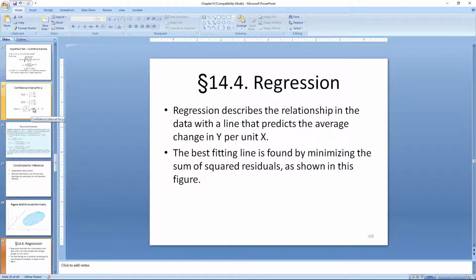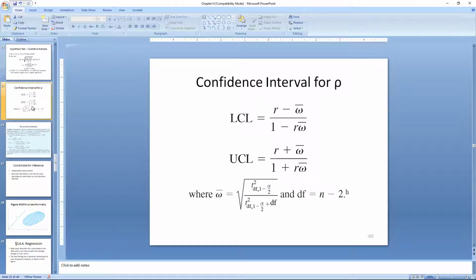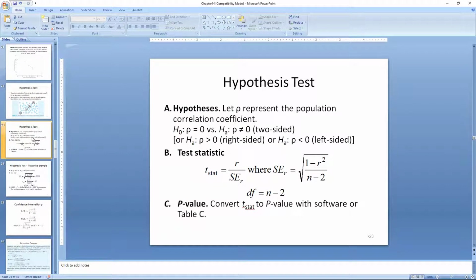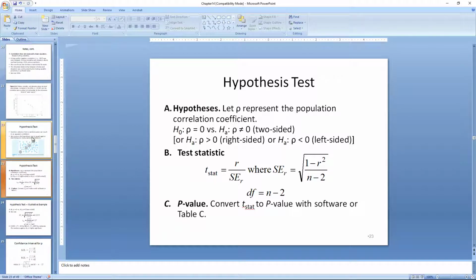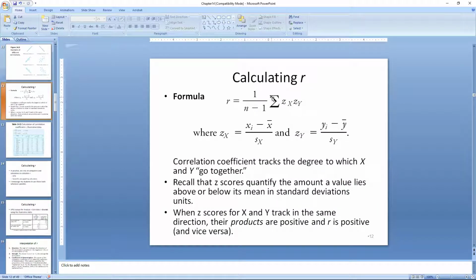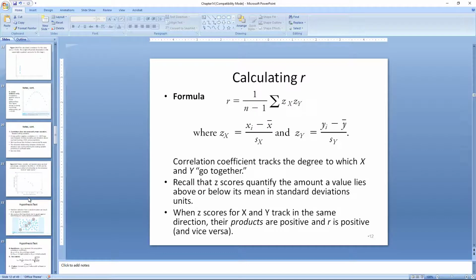So remember, we don't have to know the confidence interval other than knowing it for theoretical purposes and knowing the conditions for inference, but we do want to know how we can set up a hypothesis test and how we do our test statistic from there, and then how we calculate an r value using this equation here, finding our standard deviations and our averages for each variable, and then tracking to see if there's a positive or negative r value for the association.